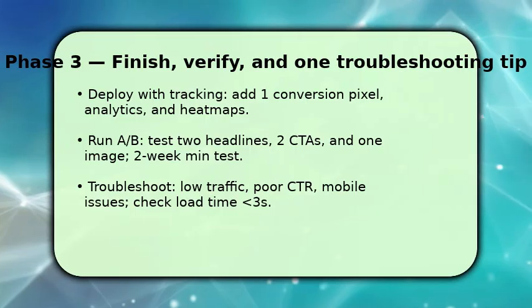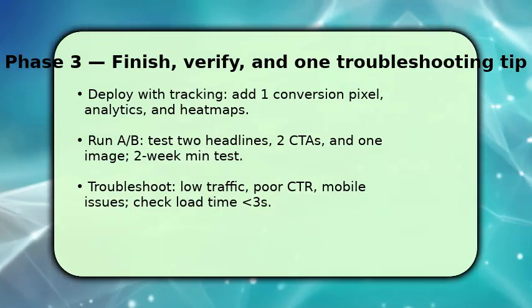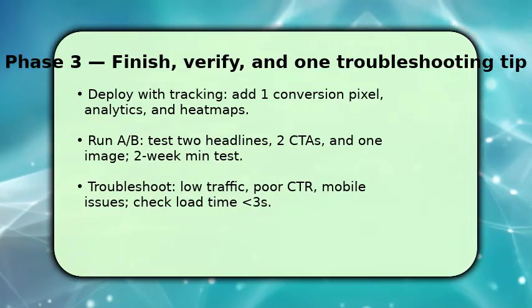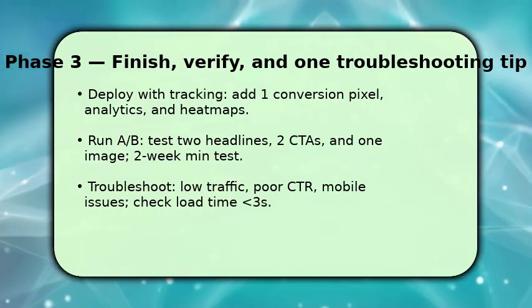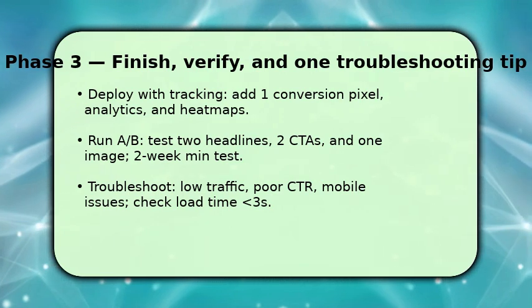If performance lags, check 3 common issues: slow load times, unclear CTA, or mobile layout problems. Fix in that order. For example, compress images and simplify scripts to hit under 3 seconds. If the AI copy feels off, reprompt with specific examples and rerun the variant test.